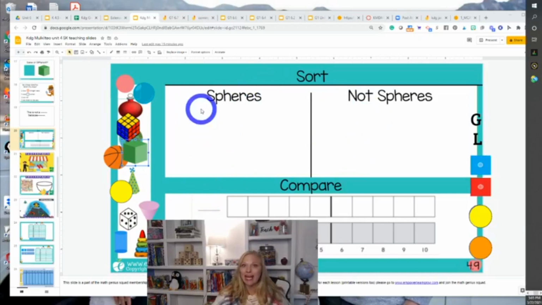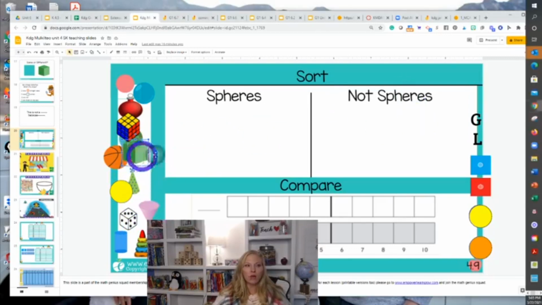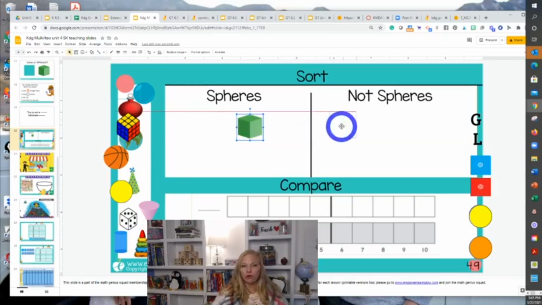The sorting mat could be stackable, not stackable. The sorting mat could be rolls, doesn't roll, okay? So the point, though, is that they can look at the shape even if they don't know what the shape is called and decide where it goes. So let's just say that we have this shape and we say, oh, that's not a sphere. Okay, so this particular lesson's about spheres. We want kids to recognize, is it a sphere or is it not? So in this case, it is not a sphere, so it would go here.